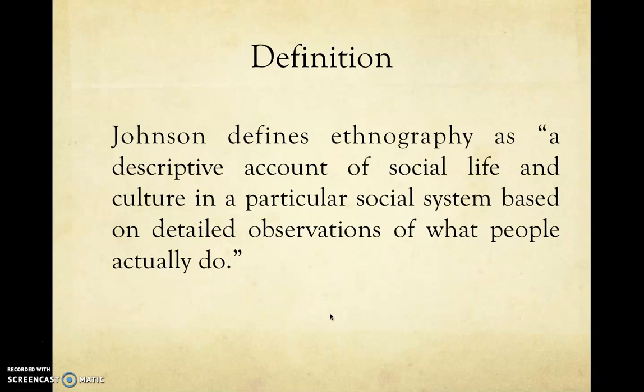Here I am going to tell you about the definition which is given by Johnson, as he defines ethnography as a descriptive account of social life and culture in a particular social system based on detailed observations of what people actually do. Basically, ethnography is the study of a particular culture, particular social system of the culture, detailed observations of the culture of the people who lived in that particular culture. Actually, this is basically the observation or collection of information or gathering of the data about the particular culture or the particular community.